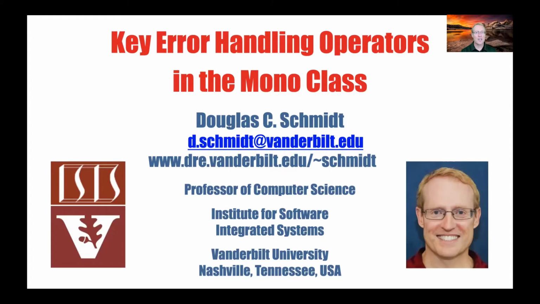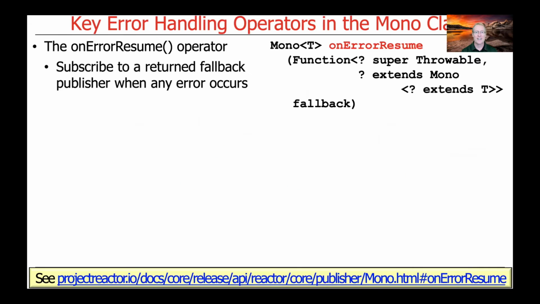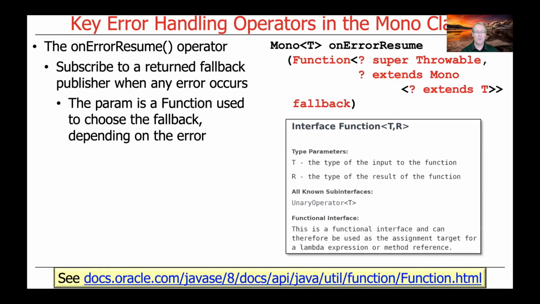We're now going to turn our attention to a key error handling operator that's defined in Project Reactor's Mono class. This operator is called onErrorResume, and it's used to handle errors that occur within a Mono chain. The onErrorResume operator can be used to subscribe to a fallback publisher that will be called when any error occurs. And in this context, an error is typically an exception that's thrown.